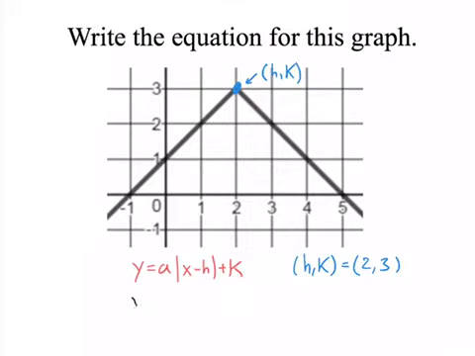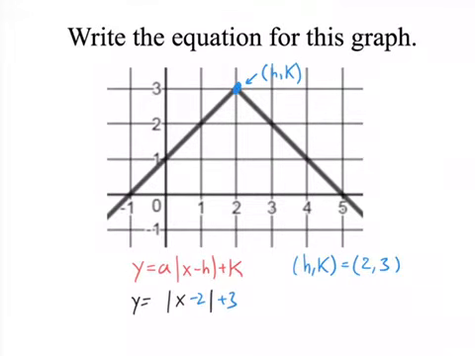So if I write my formula, won't that be x minus 2, plus 3? Don't we take the opposite of h, k? So don't I have two numbers in my equation for the absolute value based on h and k? The question now is, what is a?